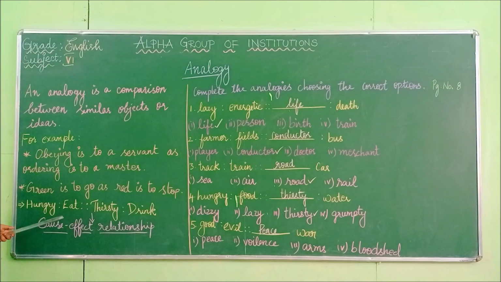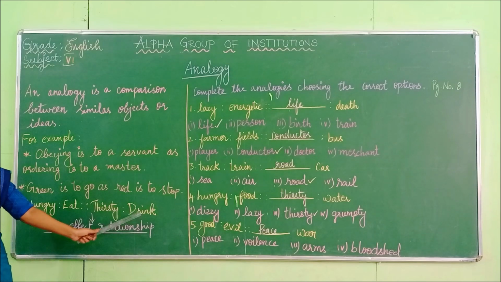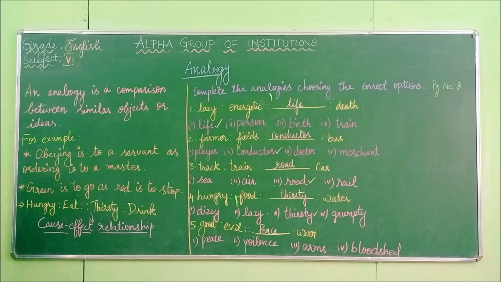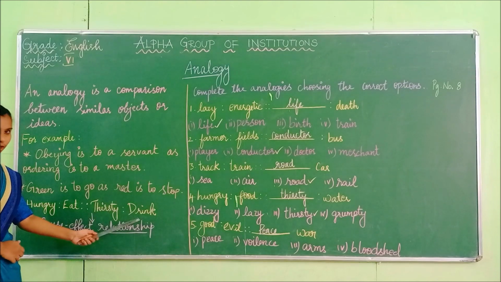Okay, so here we have got another example. Hungry, eat. Thirsty, drink. So what does this indicate? This indicates the cause-effect relationship. Hungry is the cause and what is the effect? Eat is the effect. And here, thirsty is the cause and the effect is drink.